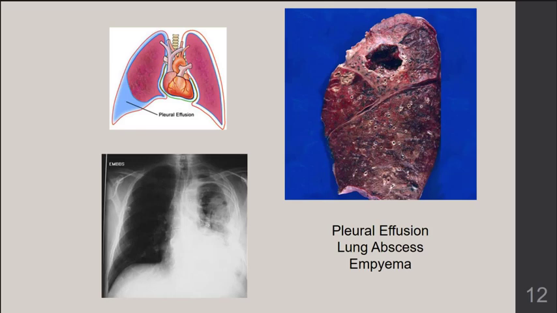Three complications of pneumonia are listed on this slide: pleural effusion, lung abscess, and empyema. Remember that pleural effusion is fluid in the pleural cavity, so in between the parietal and the visceral pleura. And down here, empyema is referring to pus formation. In this upper right image, this is an example of a lung abscess where tissue is destroyed and a cavity forms. It's called an abscess. Oftentimes it has to be drained or removed surgically.